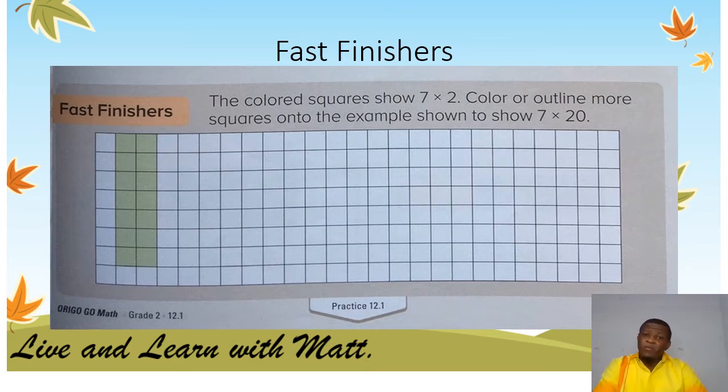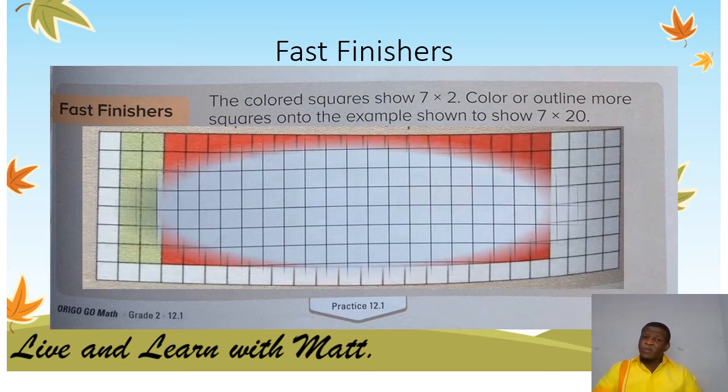The colored squares show 7 times 2. Now, color or outline more squares onto the example shown to show 7 times 20. So, this side will remain 7. So we just count on to 20 from the first one. 1, 2, count on to 20.